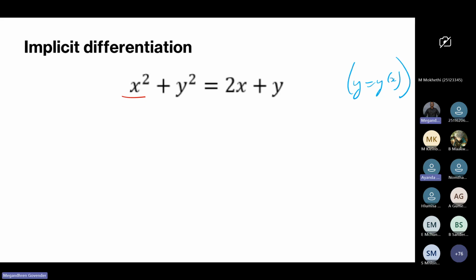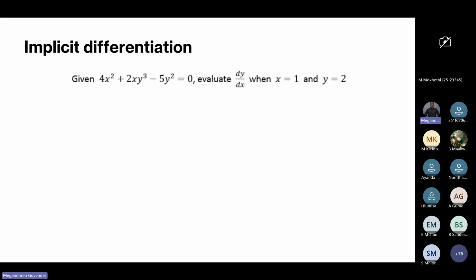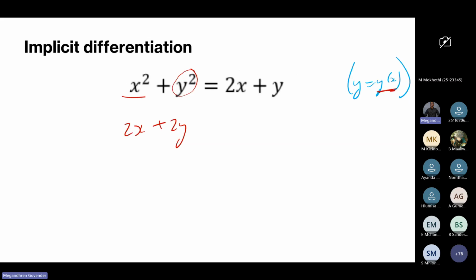2x. It's 2x, right? Now, what is d dx of y squared? 2y? With respect to x, but y is a function of x. So it'll be 2y, and wherever there's a y squared, you put a y prime. A y prime, correct.